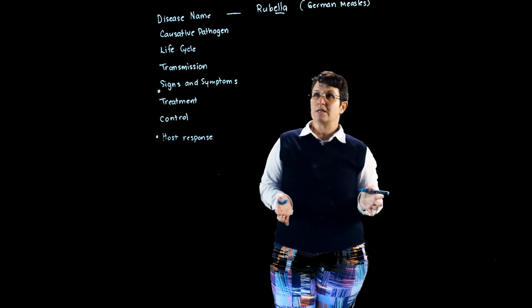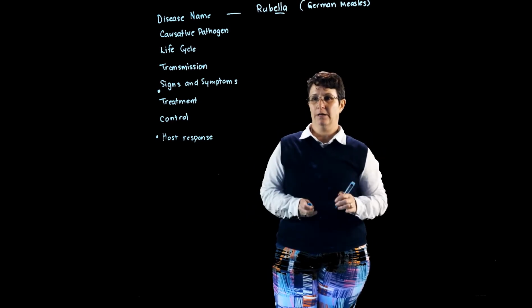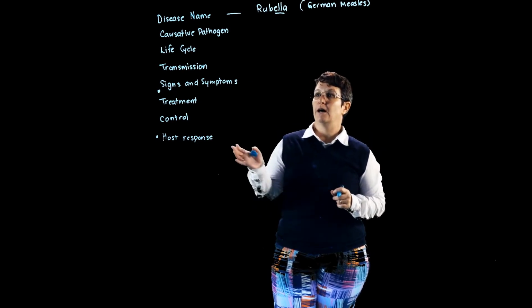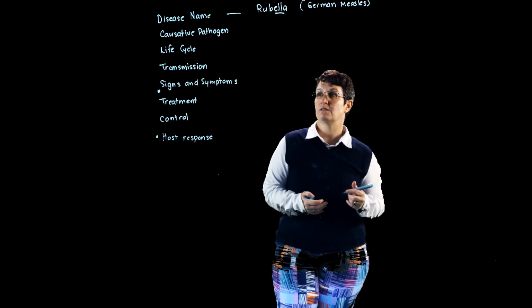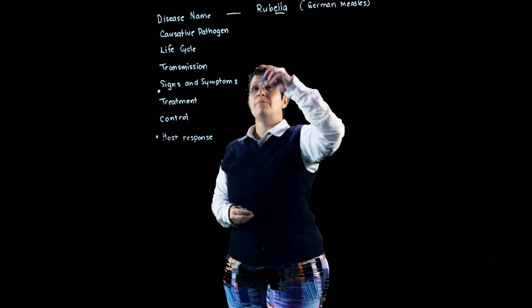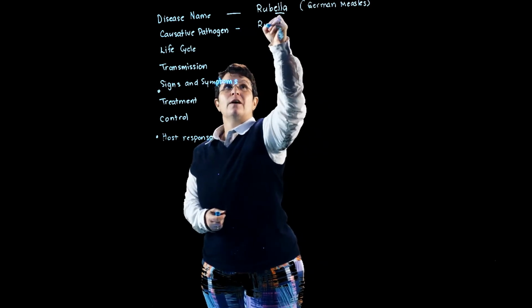Doing your summaries for your disease, you only need to have the brief outline of it. So working with that, you just flow down through these 8 points and it's reasonably straightforward. The causative pathogen for rubella is the rubella virus.